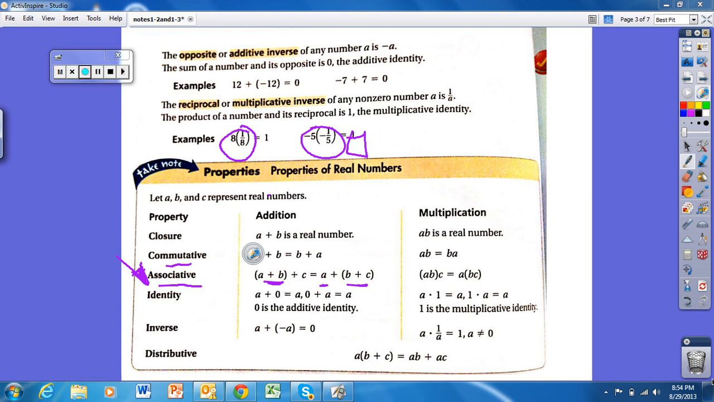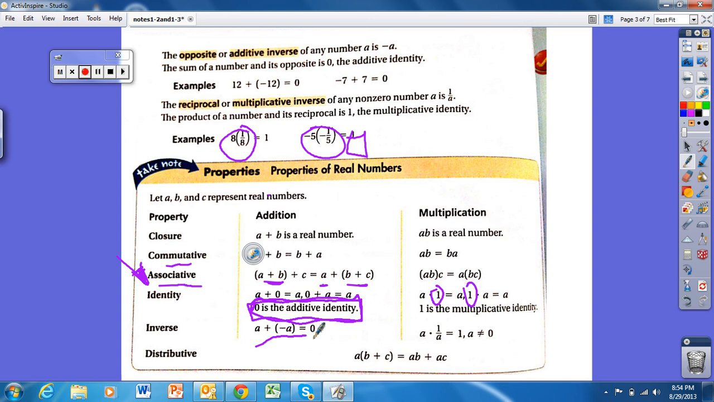The identity. Think about your identity. When you look in the mirror, you see yourself. That's what an identity is. So if you take the number 0 and add it to A, you're going to get A back. 0 is the additive identity because when a number looks at 0, it sees itself. So 0 is the additive identity. It just means if you add 0 to a number, you get the same number. For multiplication, 1 is the identity because when you multiply something by 1, it sees itself. You get your number back.